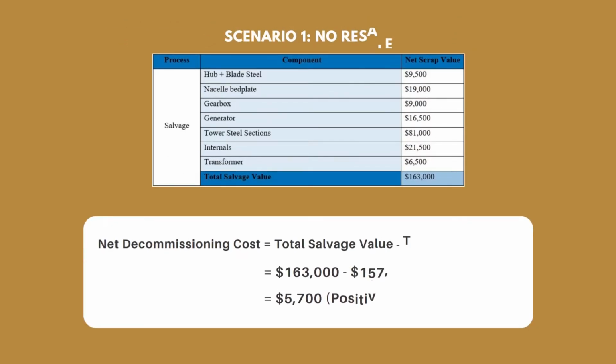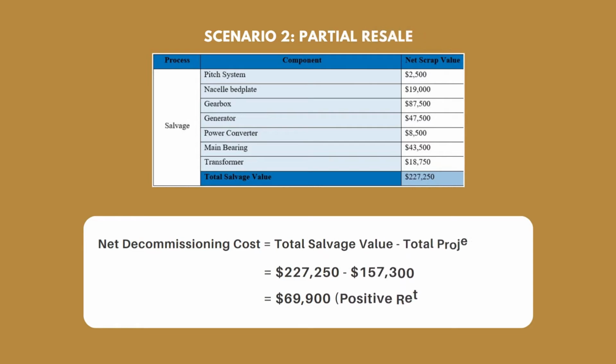For scenario 1, which is no resale, we get a total salvage value of $163,000, which comes up with a net decommissioning cost of $5,700, which is still a positive return. For scenario 2, with partial resale, we get a total salvage value of $227,250 with a net decommissioning cost of $69,900.